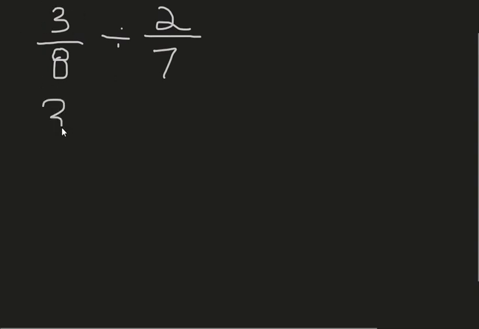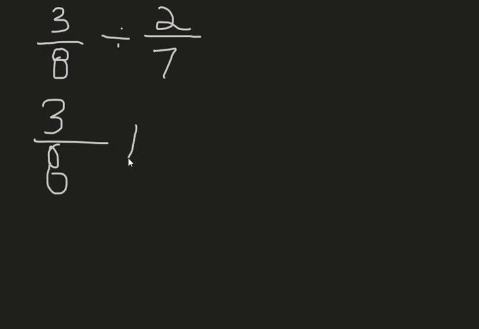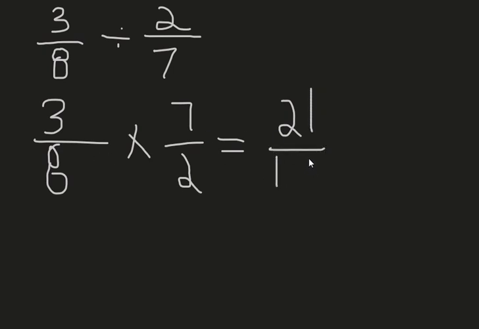So 3 over 8 times 7 over 2. And if you switch the numbers around, you get this. This means this is the reciprocal of this, and this is the reciprocal of this. And now we just multiply easily. 3 times 7, 21. 8 times 2, 16. As you can see, this is pretty easy.